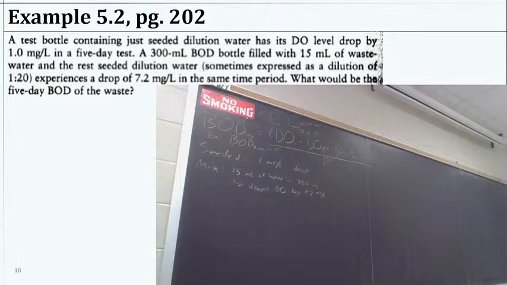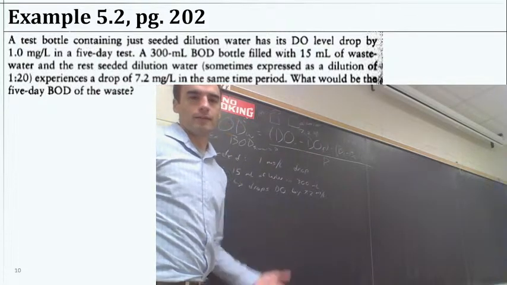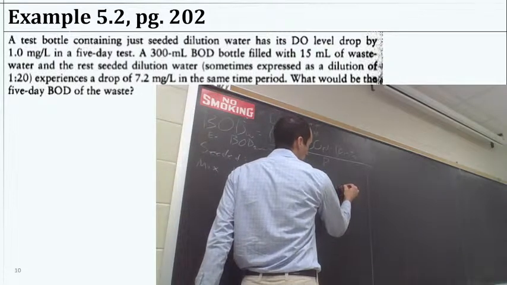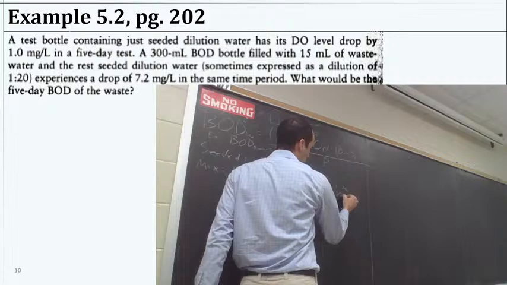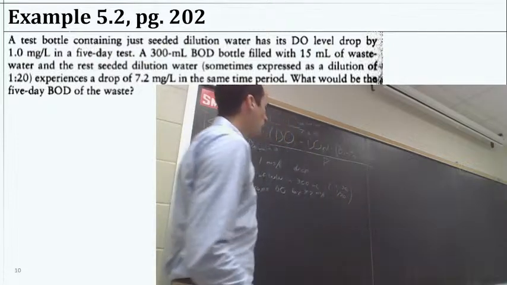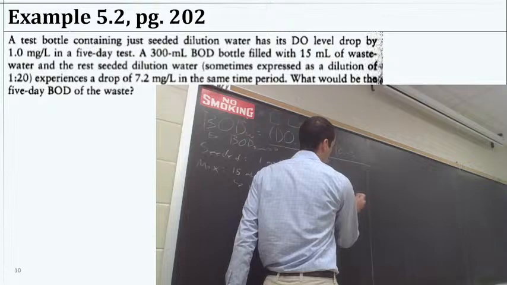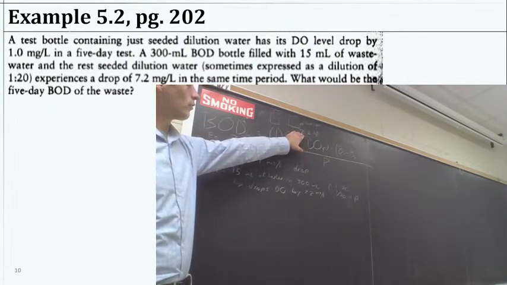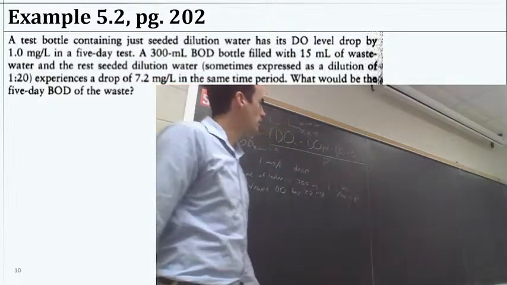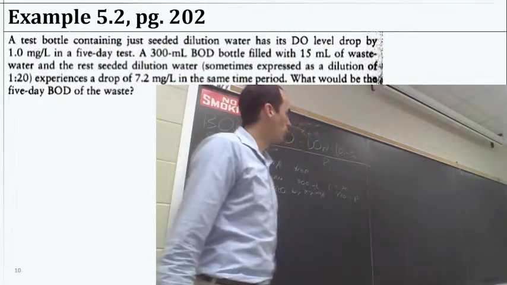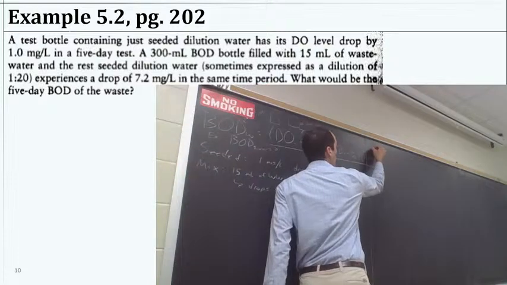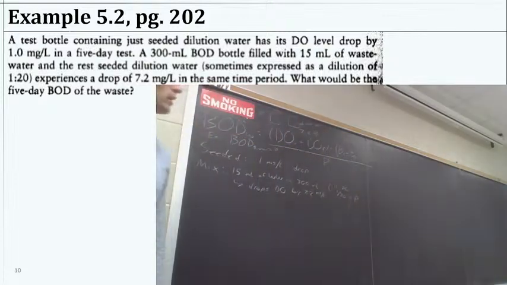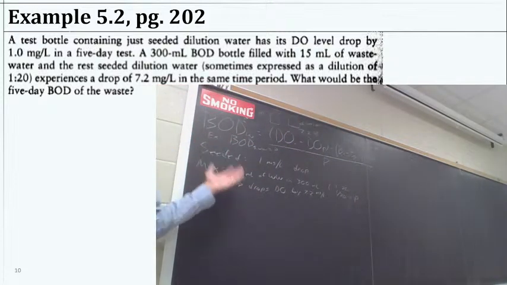And so it's 15 mils in 300 mils. And actually the problem itself says this is sometimes expressed as a 1 to 20. If you do the math, you'll see that you could express it as 1 to 20 or 1 over 20. And that's P. And with that, we could say it'll be 7.2 minus 1, but that's minus 1 times this 1 minus P. This should be 0.95 right there. So P being 0.05, that's 1 in 20.